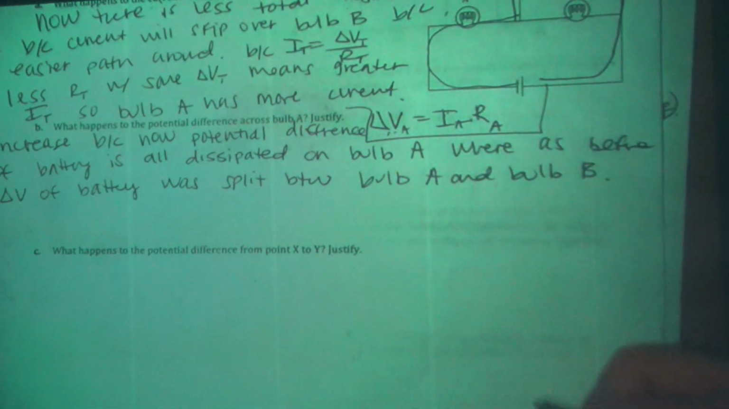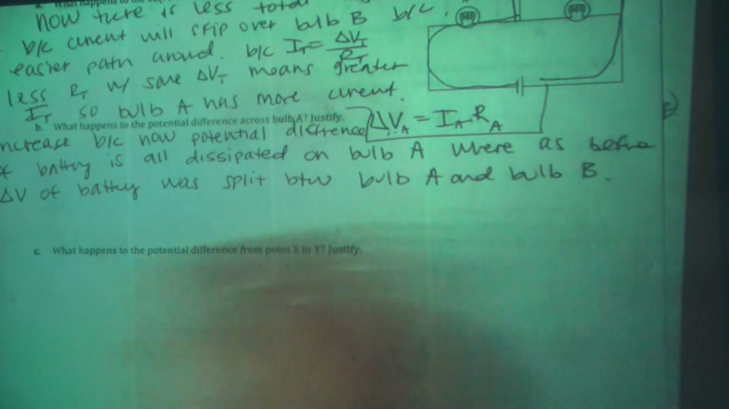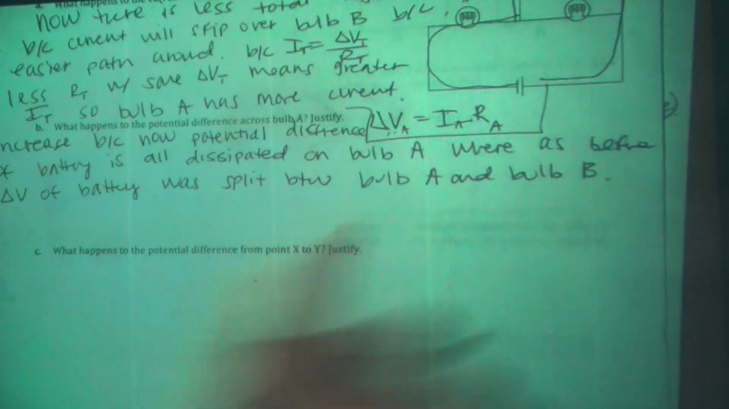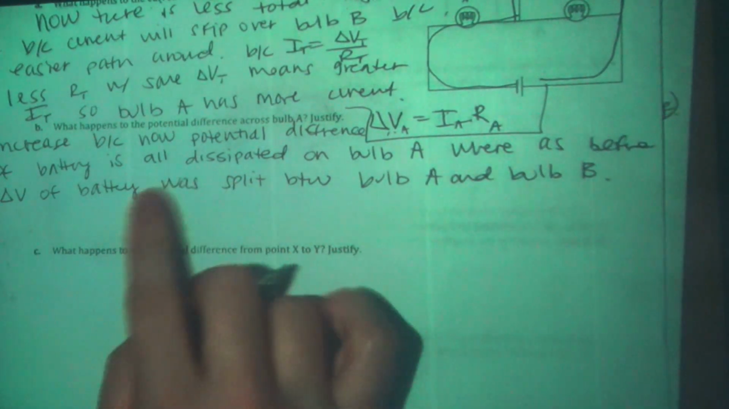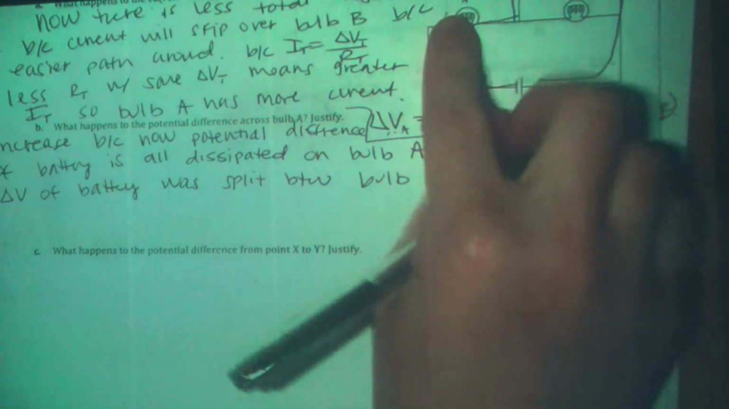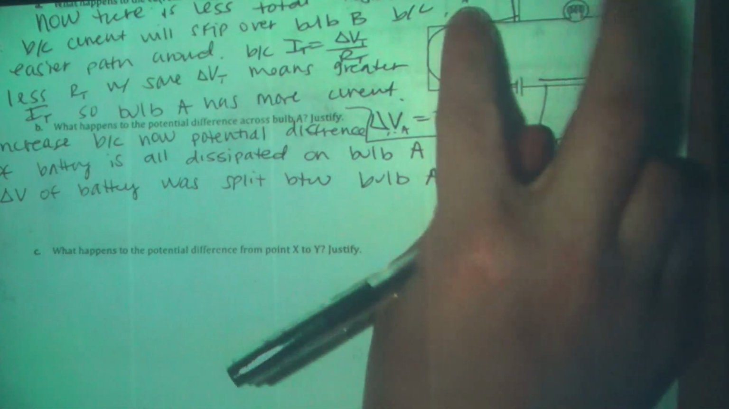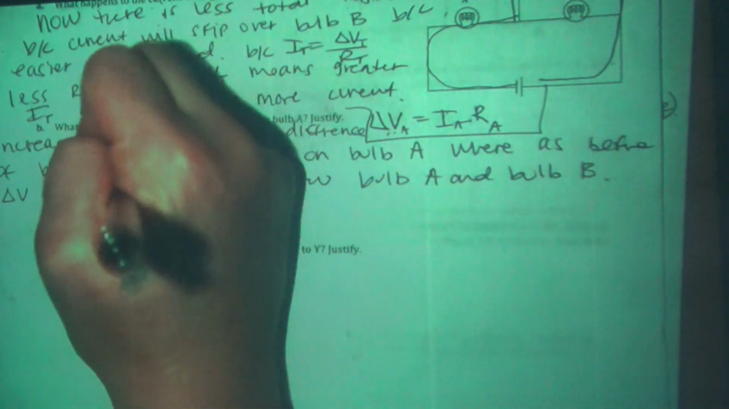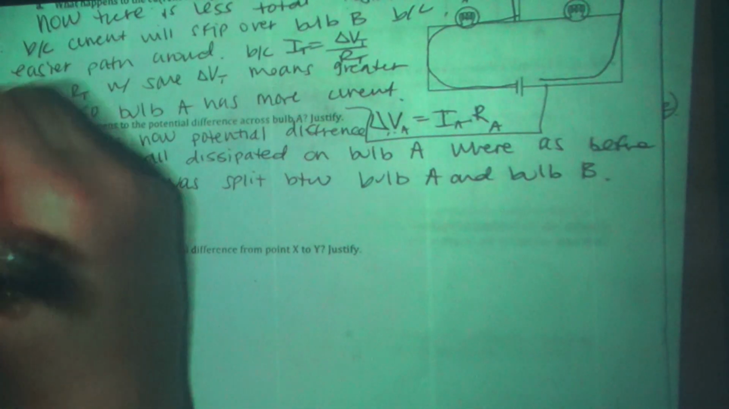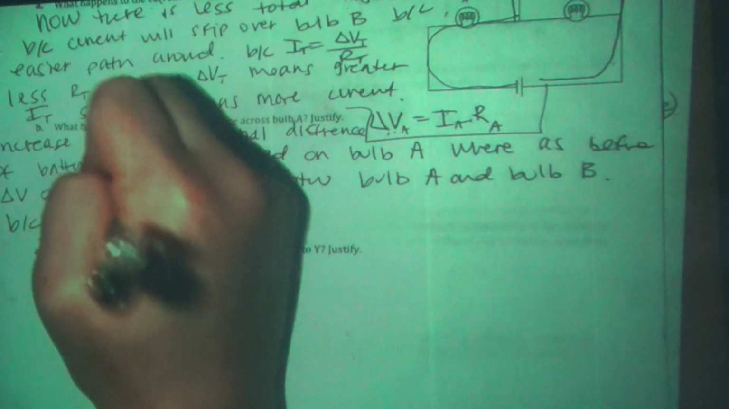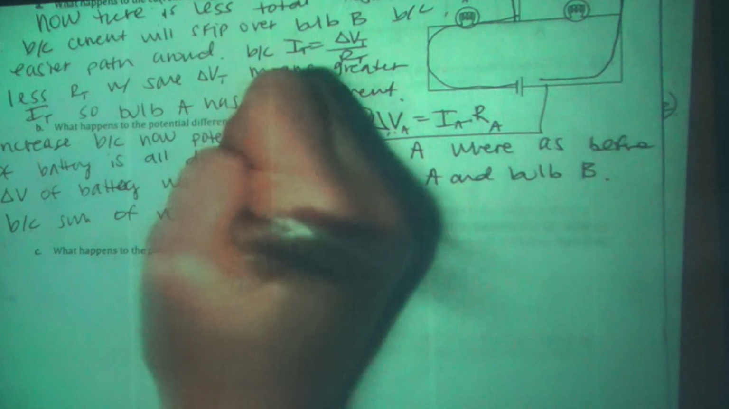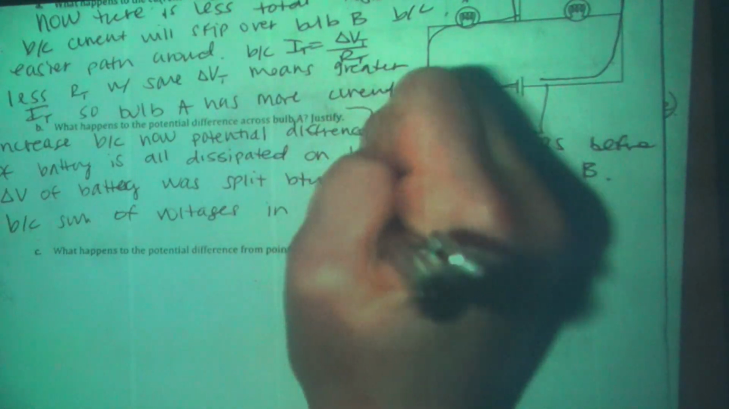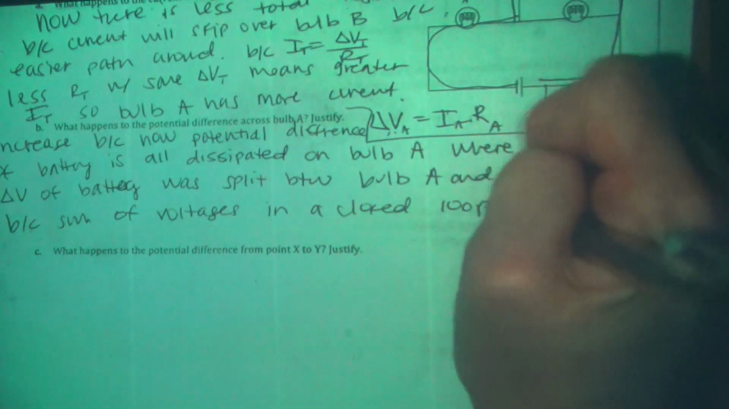And the reasoning there, the rule we're using, is Kirchhoff's law about the sum of voltages. So why is all of this in A, whereas before it was split between them? The reasoning, or the rule we're using here, is because the sum of voltages in a closed loop must be 0.